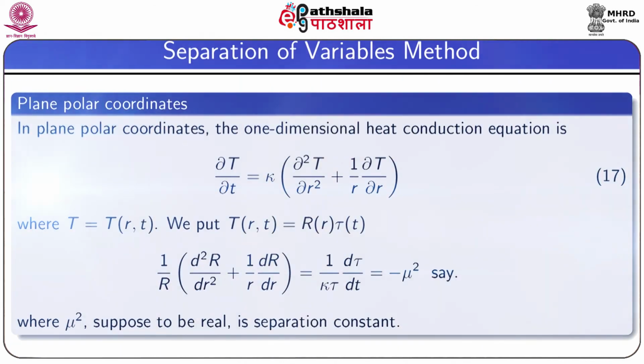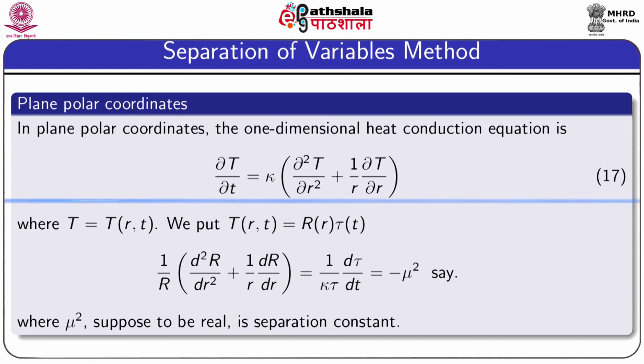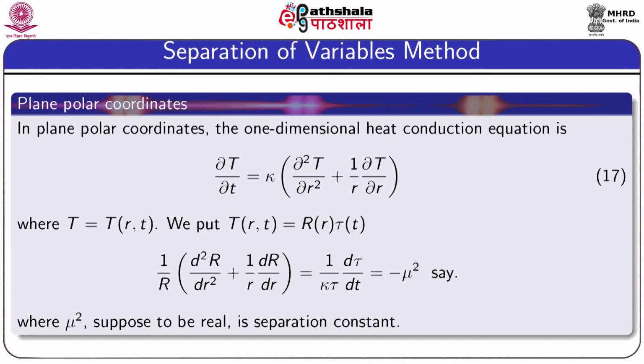Now, I am going to discuss the solution of the heat equation in plane polar coordinates. In plane polar coordinates, the heat equation takes the form. There are two independent variables, one is time t and the other is the radius vector, small r. Now we are going to apply the same method, the method of separation of variables.